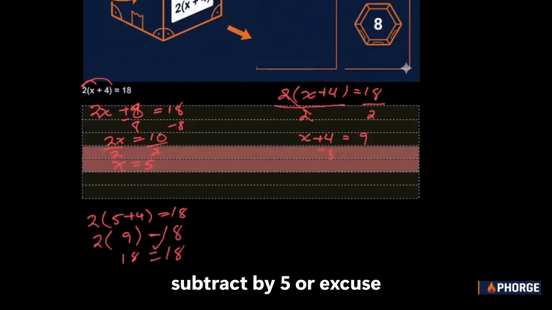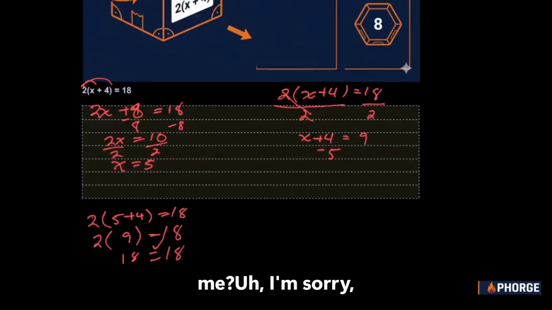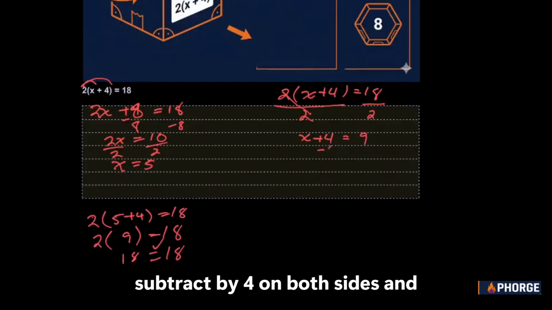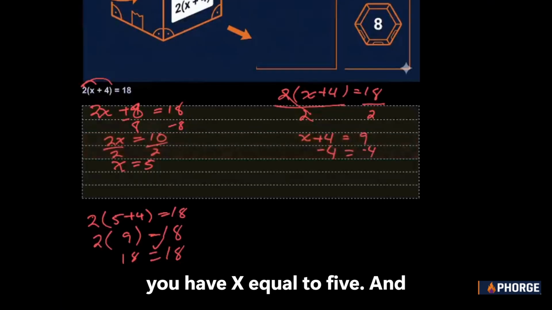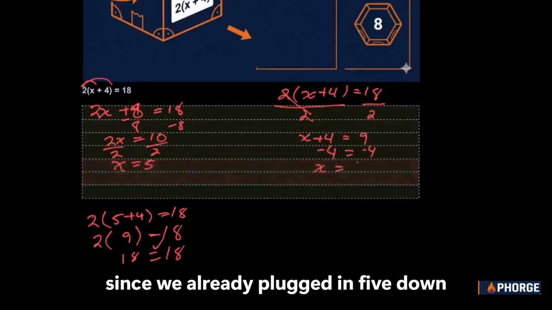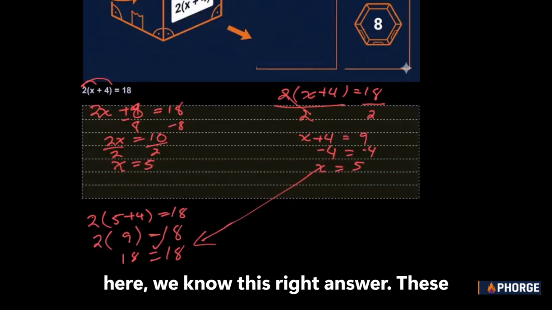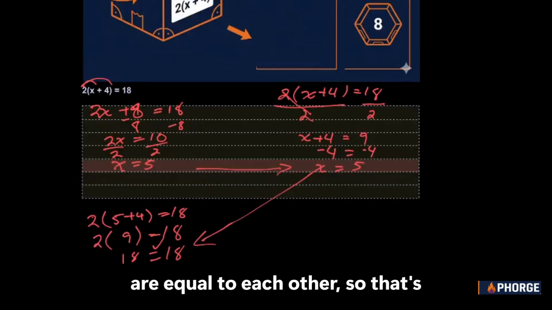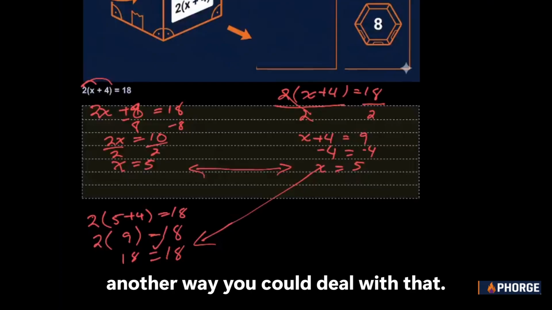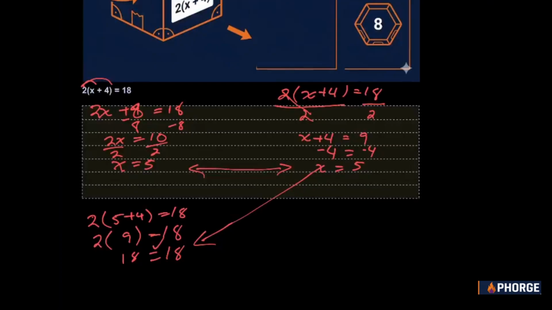Then you subtract by 5, or excuse me, I'm sorry. Subtract by 4 on both sides, and you have x equal to 5. And since we already plugged in 5 down here, we know that's the right answer. These are equal to each other. So that's another way you could deal with that.